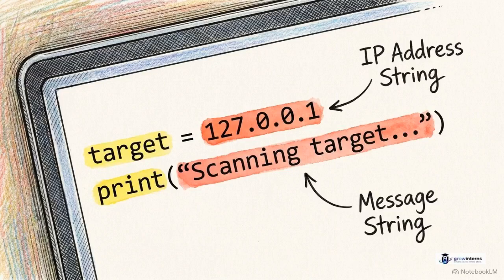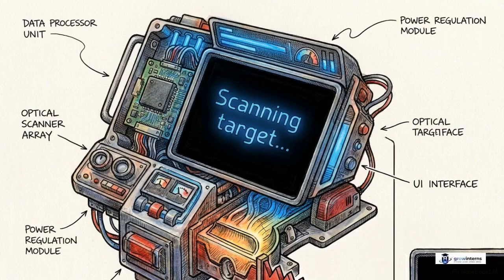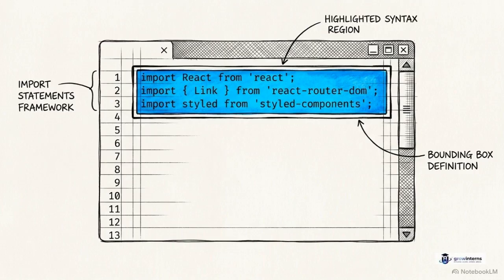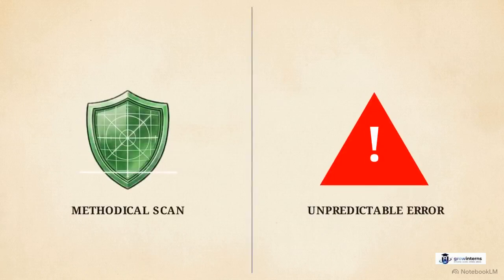Assign your target variable to 127.0.0.1 and include a print statement at the start. This gives the user immediate confirmation that the script is running. Defining your scope and target variables at the top of the script ensures the test remains controlled. It's the difference between a methodical security scan and an unpredictable error.